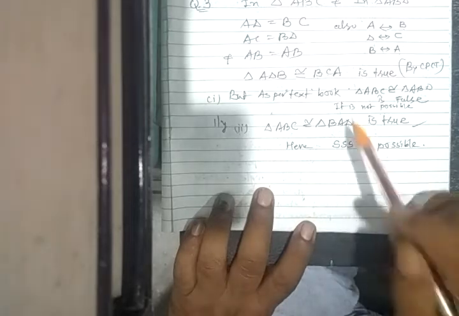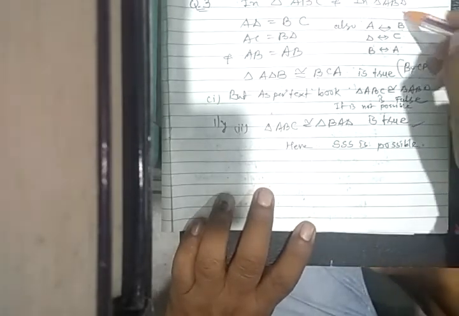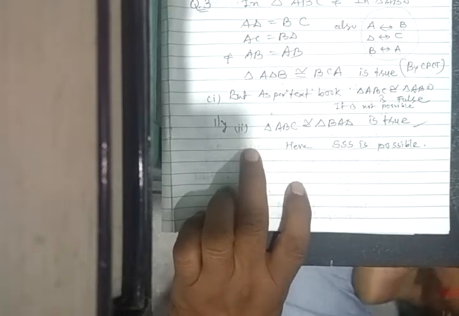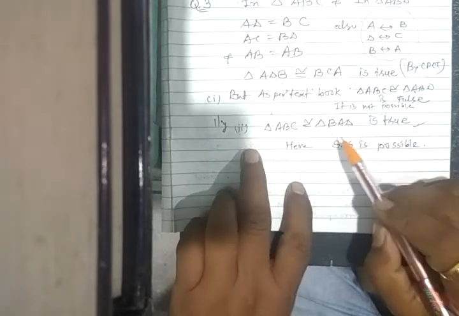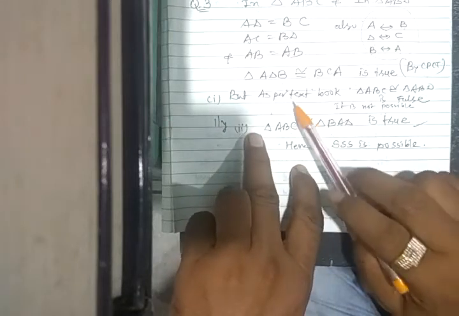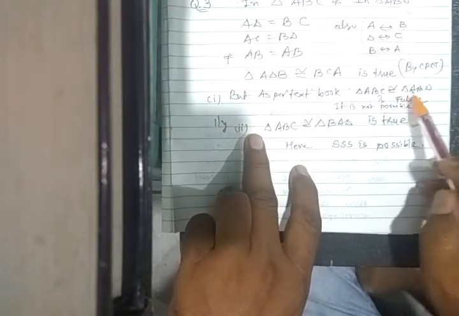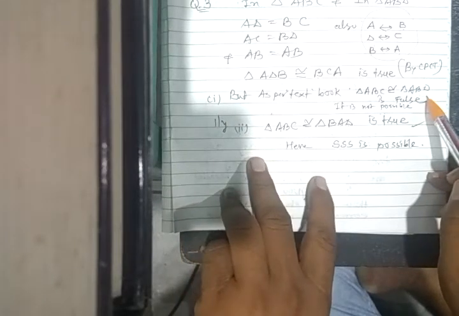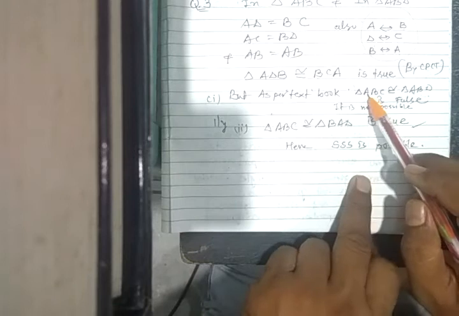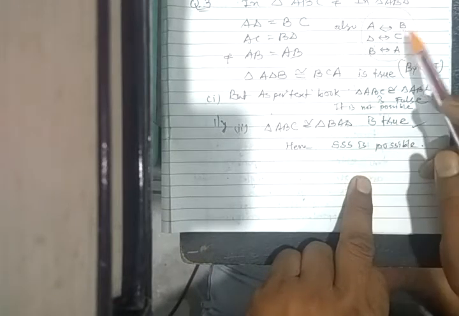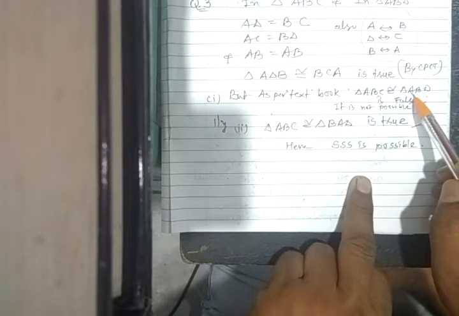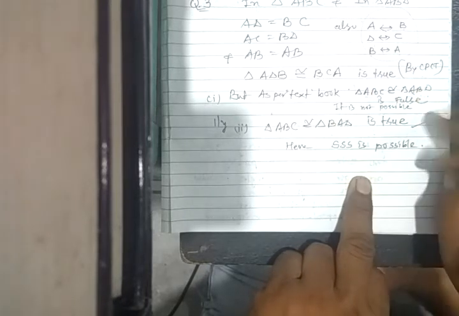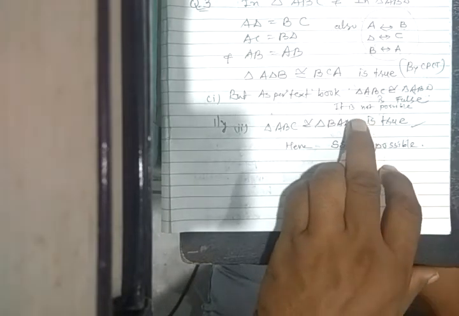Now we see this correspondence and check triangle ABC and triangle ABD. In the first one, as per the textbook, triangle ABC is congruent to triangle ABD. So it is false, because you see A corresponds to B, and here A corresponds to A only. So the first one is wrong. So the whole criterion is wrong. So it is not possible, right?